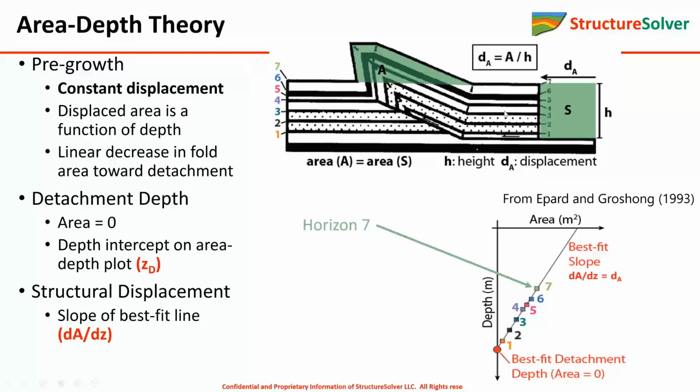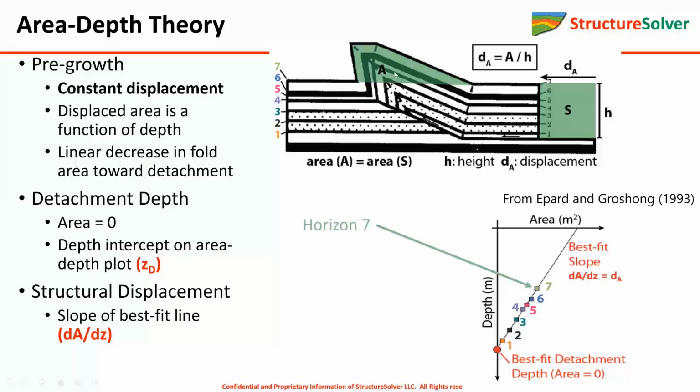And then the assumption is that everything in this intermediate zone really isn't changing. And you basically have this displaced area passing through the structure and then up the ramp to create that fold. And so in order to compute the displacement as well as the detachment depth, we employ an area depth graph where we begin to plot fold areas as a function of their depth. So area is on the horizontal axis, and then we plot the depth along the vertical axis.